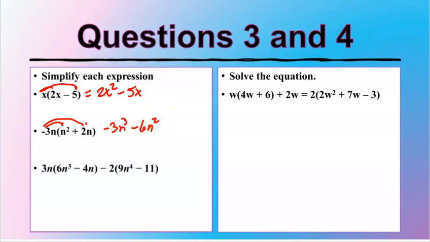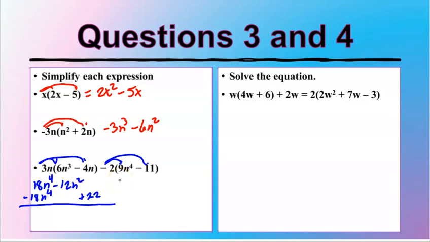So next one, distribute the 3n. So that's going to give us 18n to the fourth. Negative 3n times negative 4n is a negative 12n squared. Then I distribute the negative 2 here, and that's going to give us a negative 18n to the fourth. Negative 2 times negative 11 is a positive 22. Then I can combine like terms. The n to the fourth columns eliminate. I'm left with a negative 12n squared plus 22.